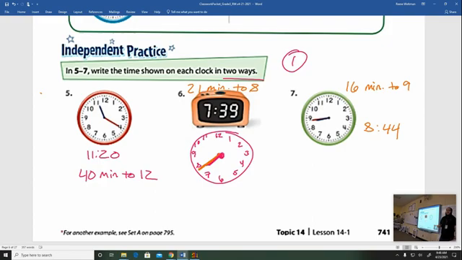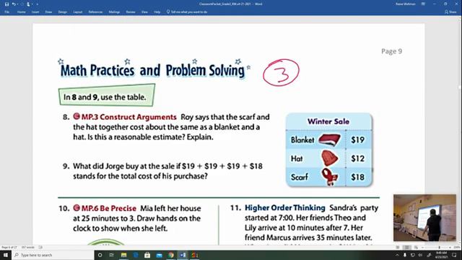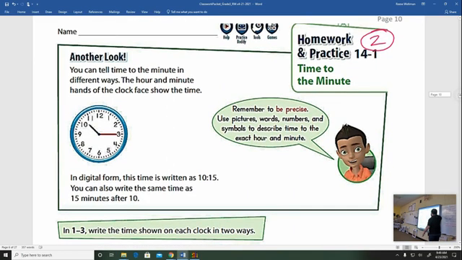See, you guys know this stuff. You understand it. That's good. Okay, let's move on to the next one. Now, remember what I said. This is number 2, the homework and practice page. So let's go over to the homework practice page. Now, quick question. Joel, in the another look section, what do you need to do there?